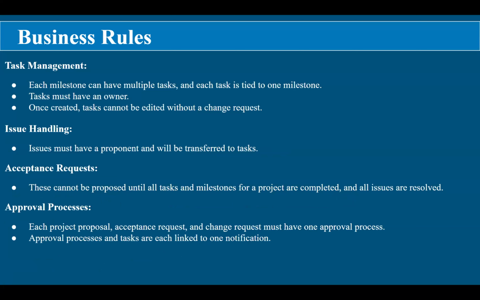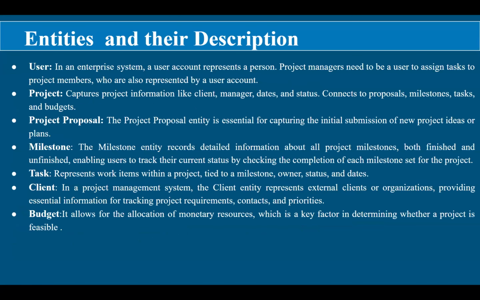For issues, they need a proponent and can be transferred to tasks afterwards. However, acceptance requests cannot proceed until all tasks and milestones are completed and all issues resolved. Finally, every approval process is tied to a project proposal, acceptance request, or change request. Notifications are linked to approval processes and tasks to ensure everyone stays informed. Together, these rules create a structured and efficient system for managing users, clients, projects, and their components. Now I'll hand it over to Sithan for the entity description.